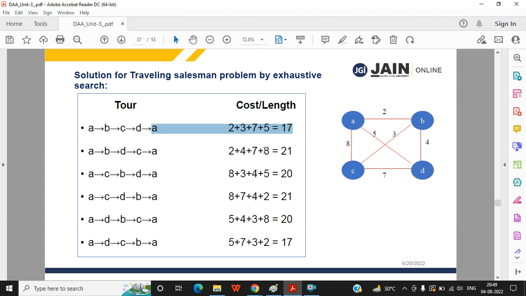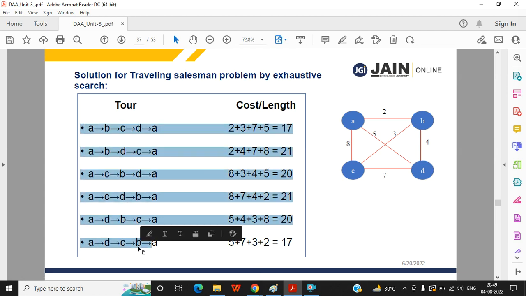But how are you getting the minimum cost of the circuit? You are checking every possible option. That's why it is called exhaustive. In some more sophisticated algorithms, we do not have to consider all these checkings. That's why it is called exhaustive search.